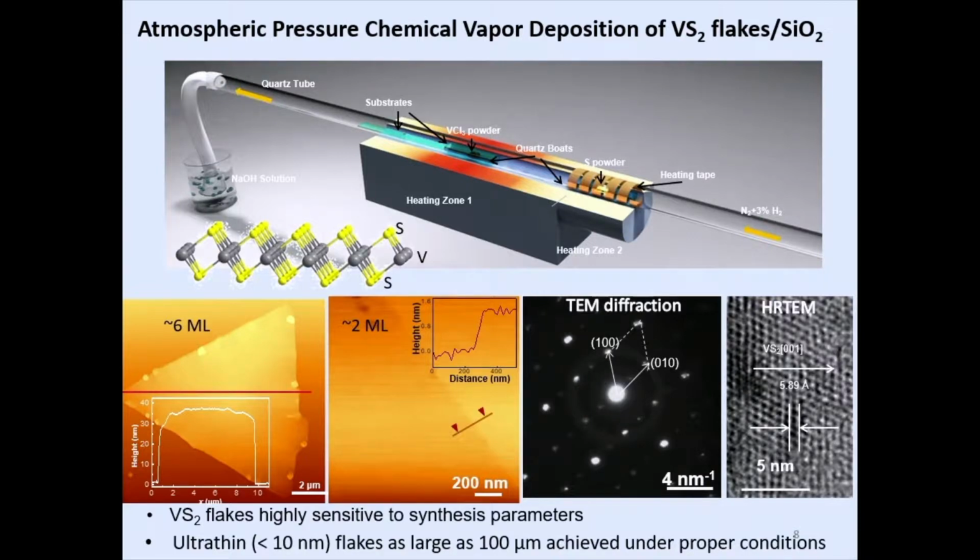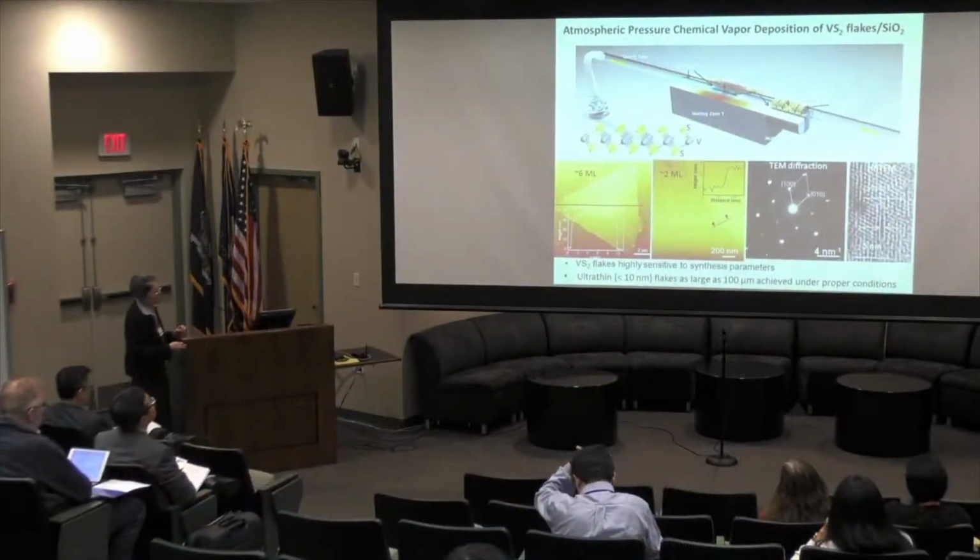You can also find a flake that is about 2 monolayers. It's hard to see, but that's the boundary between the flake and SiO2. If you look at the TEM cross-plane view, it has a nice single crystal for each flake. And this is high resolution TEM. The interlayer spacing also agrees with the VS2 interlayer spacing.